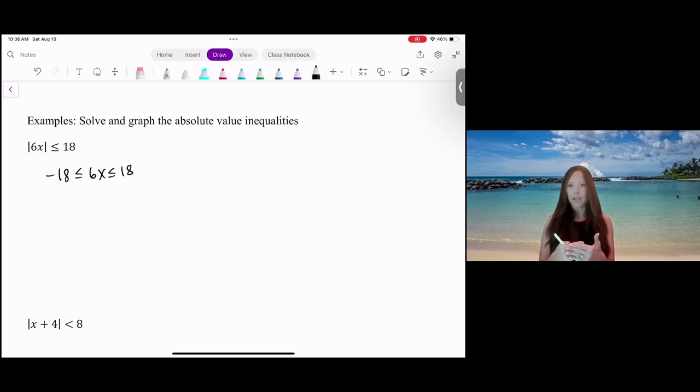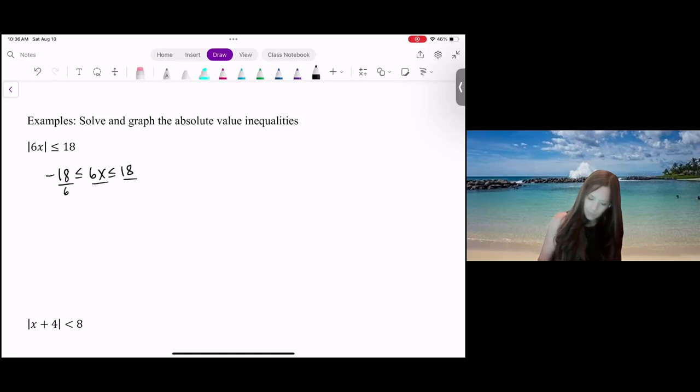The goal is to isolate that x, the single variable, and I'm going to do it to each term. I'm going to do it to the term on the left-hand side of the inequality, in the middle, and on the right. So instead of thinking of it as both sides of the equation, you have 3 parts that you need to be working with. Negative 18 divided by 6 is negative 3, is less than or equal to 6 divided by 6 is 1x. 18 divided by 6 is 3.